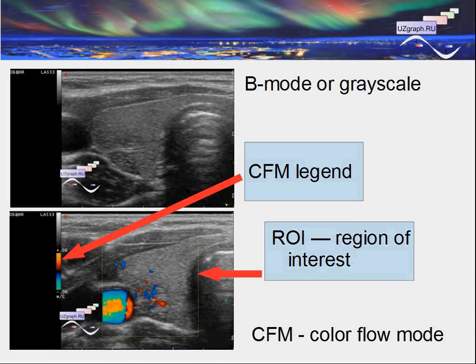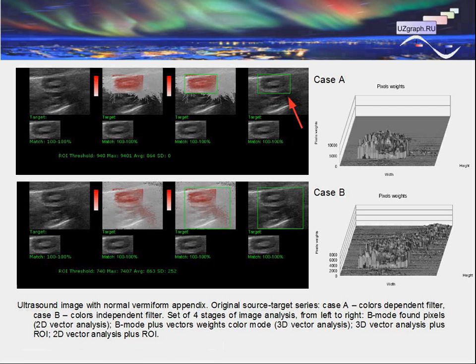For this study, I selected three ultrasound images with a normal vermiform appendix. Source images. Of course, I could select many more of them, but I don't have so much time and a supercomputer, so just 3 images for test.